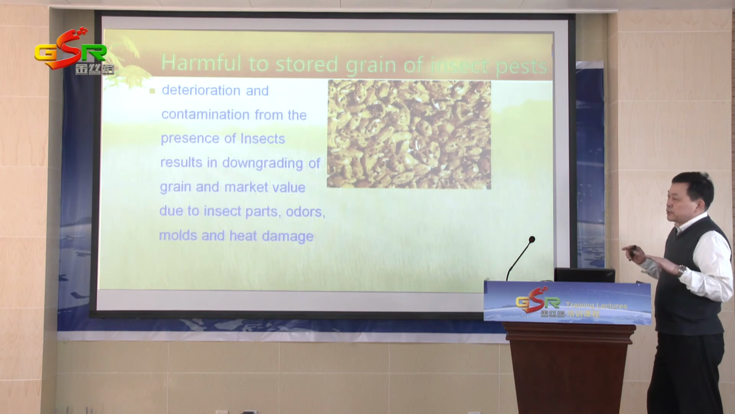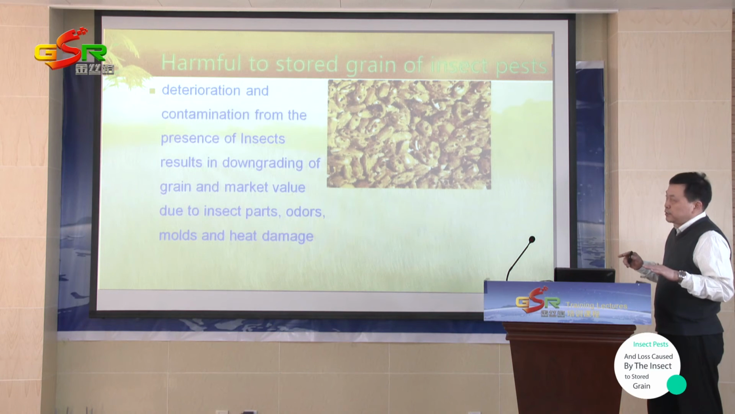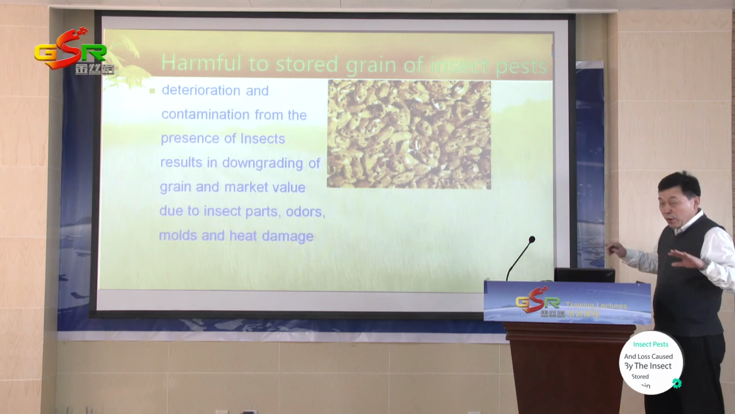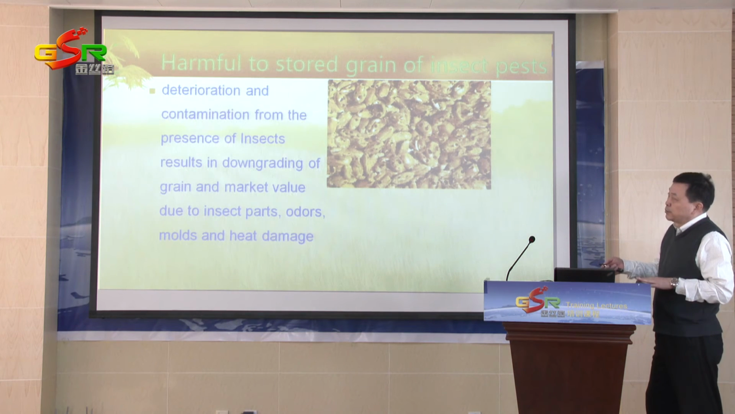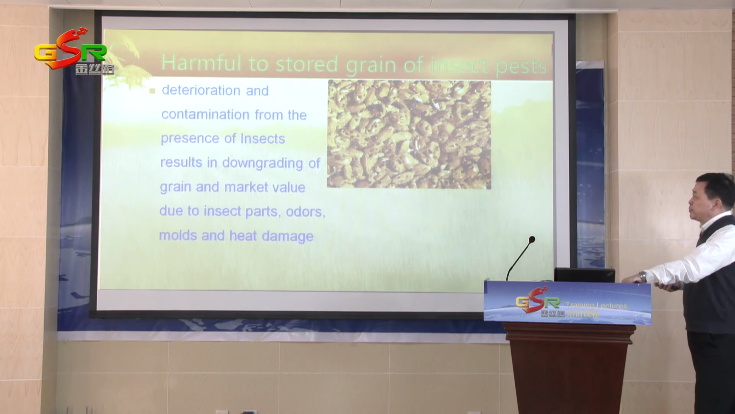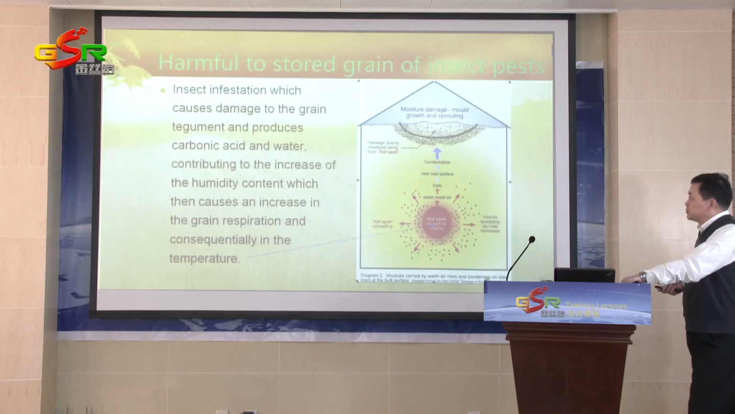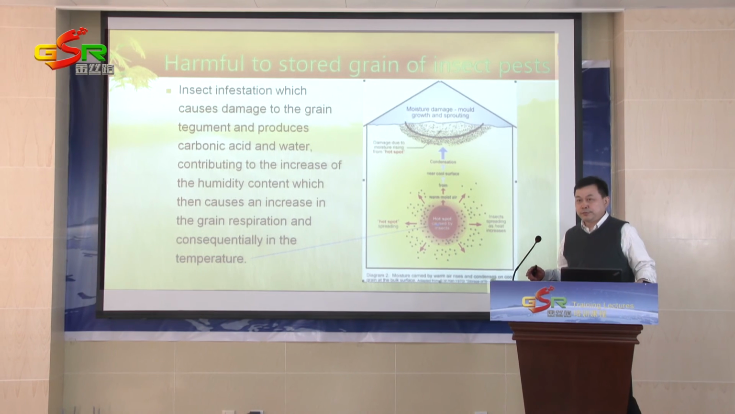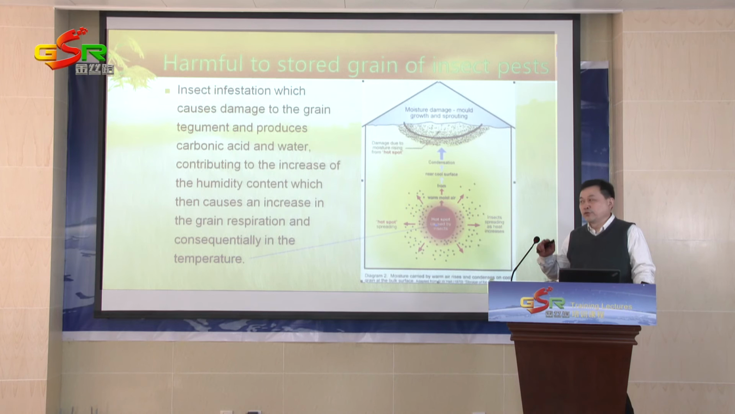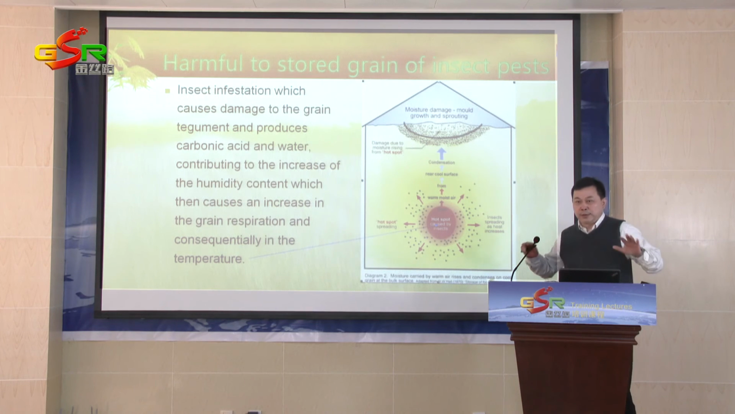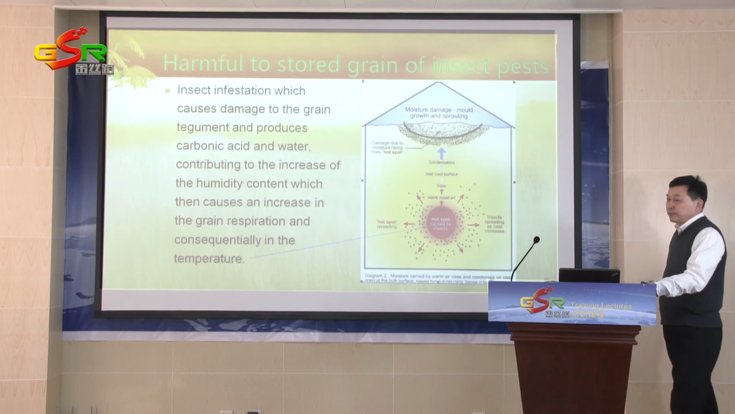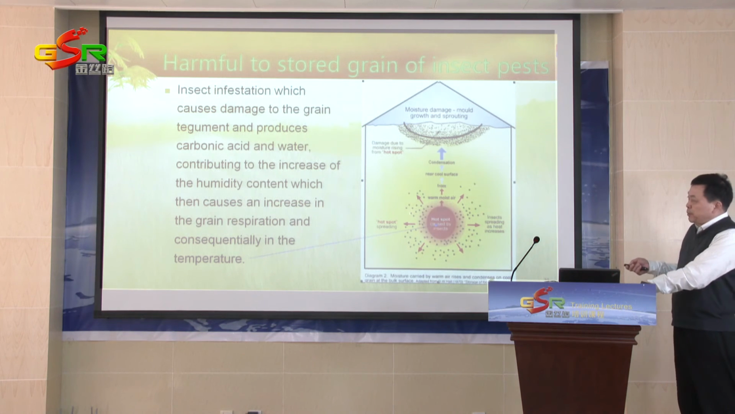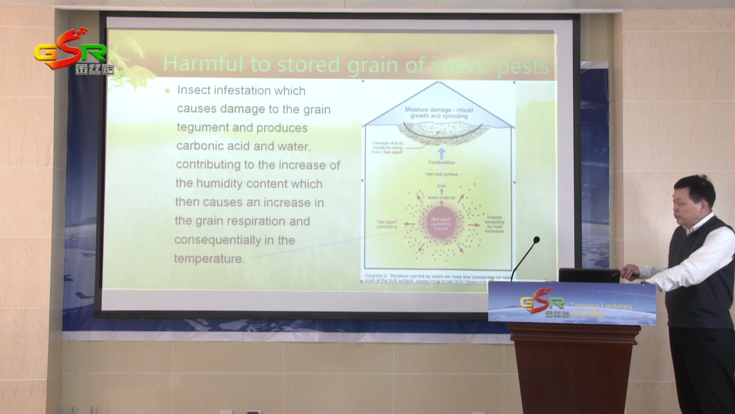In the storage grain mass, the cost includes affecting the grain quality, deterioration, and contamination. If the grain is stored on a large scale in the warehouse, the cost is both for the single kernels and also for the bulk of the stored grain. In this picture, maybe some insects are concentrated in this location. They get respiration, producing heat.